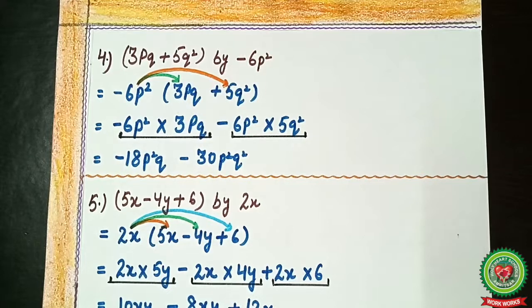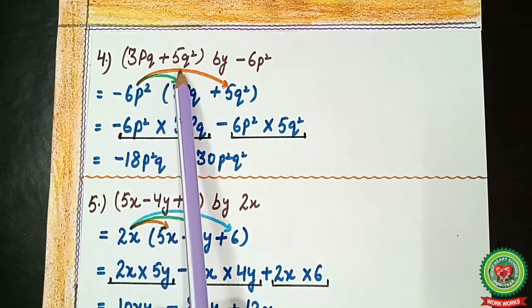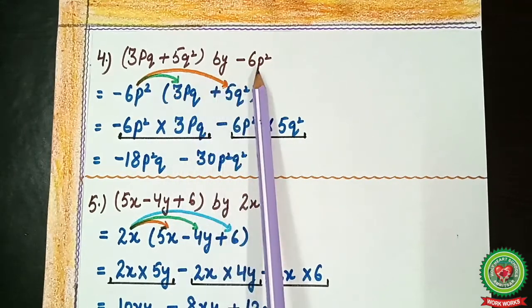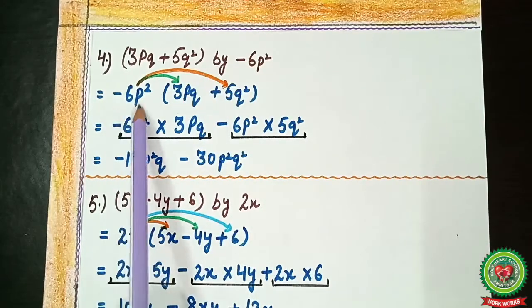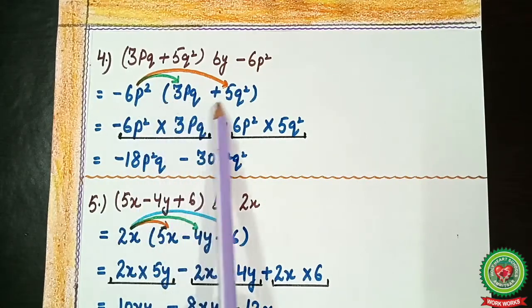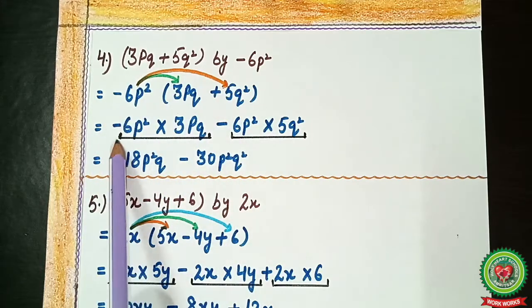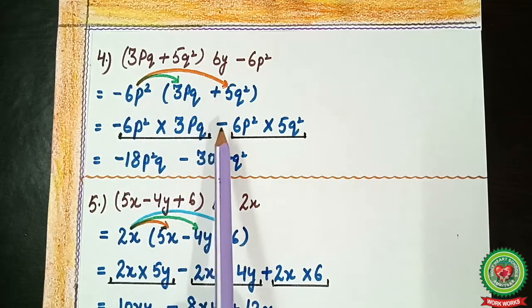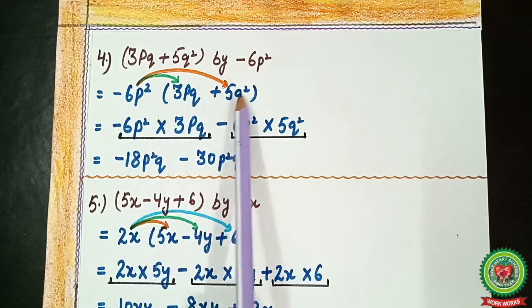Now move to another example, that is example number 4. In example number 4, there is a statement about multiply 3pq plus 4q square by minus 6p square. Again, a binomial is getting multiplied by a monomial term, right? Monomial expression. So here you will write minus 6p square bracket 3pq plus 5q square. Again, you will put the arrows, right? And you will write here minus 6p square multiply 3pq. Outer sign minus, inner sign will change. So here you will write minus 6p square multiply 5q square.